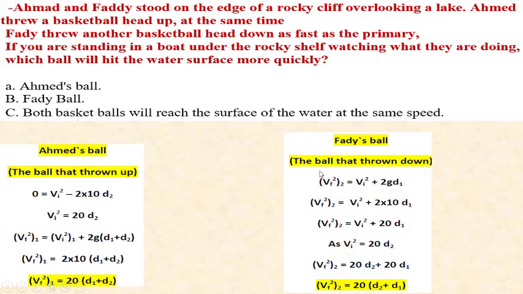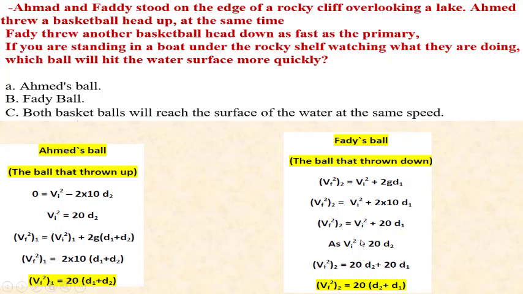For the ball thrown downward, by applying the third equation of motion, Vf squared equals Vi squared plus 2g d1, displacement 1. So Vf squared equals Vi squared plus 2g d1.